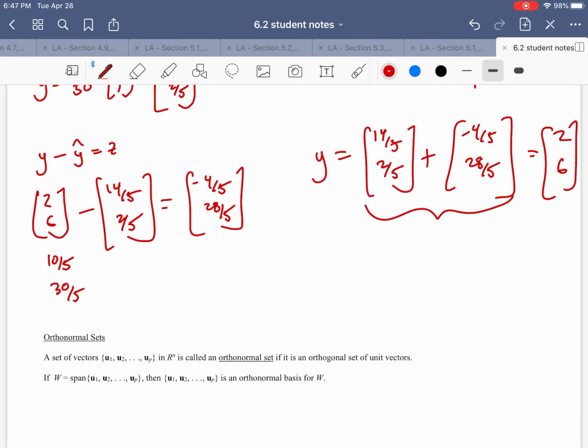All right, so just another last little bit right here. A set of vectors is called an orthonormal set if it is an orthogonal set of unit vectors.